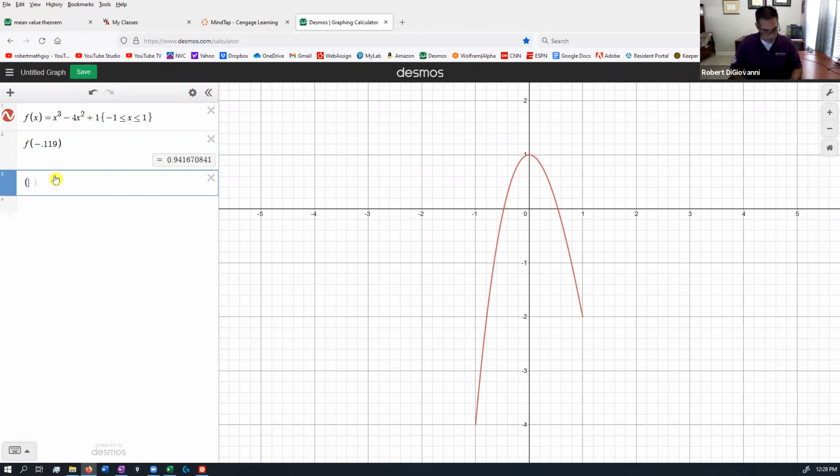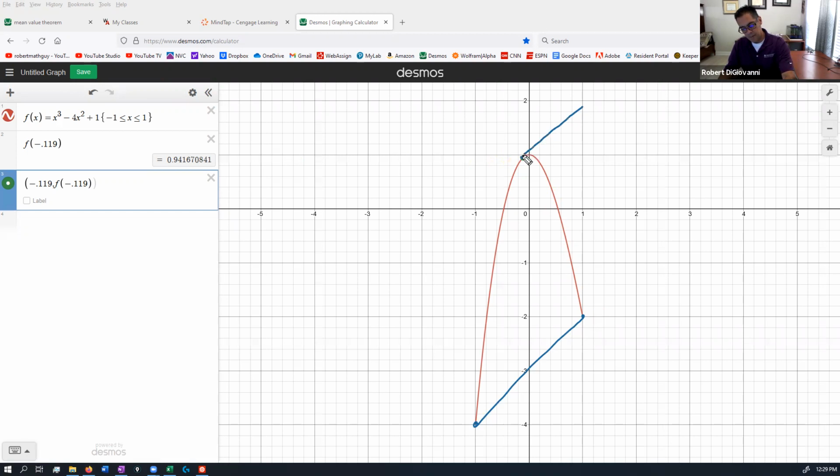Okay, I'm going to plot that as a point. So let's let this be negative 0.119, f of negative 0.119. There it is. There's the point on the graph. So if we were to look at the slope of the tangent line, if we connect these two points with a straight line, and then we look at the slope of the tangent line here, those lines should be parallel, which it looks kind of, yeah.